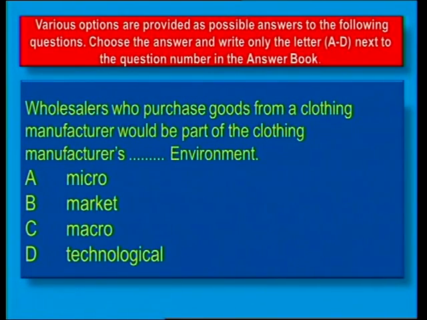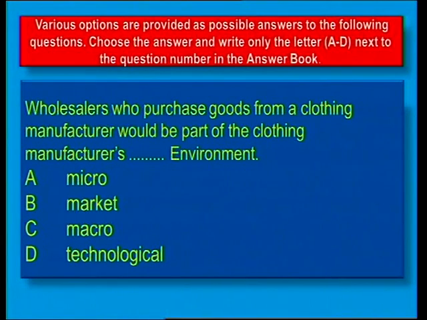And so the last multiple choice question that we have for you today. Wholesalers who purchase goods from a clothing manufacturer would be part of the clothing manufacturer's which environment? A. Micro, B. Market, C. Macro, or D. Technological? Yes, I'm sure the learners are going to get this one correctly. Wholesalers who purchase goods from a clothing manufacturer would be part of the clothing manufacturer's environment. You've got to work backwards now. They must work backwards, but there are good clues there too.